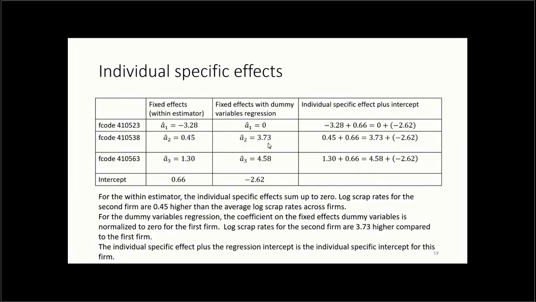The point is that no one typically reports these individual specific effects in tables in research papers because there are just too many of them. There are as many as the number of individuals or firms in the data. But if any firm is of interest and we want to concentrate on it, we could go back and check the individual specific effect for that firm and observe whether they have higher or lower scrap rates than the average, or in comparison to the first one, depending on which model you estimated.